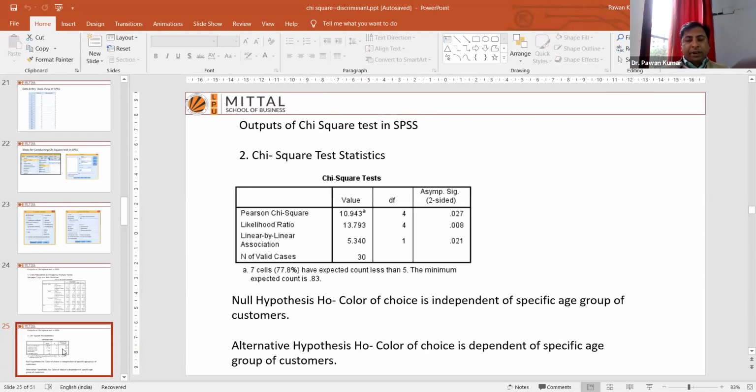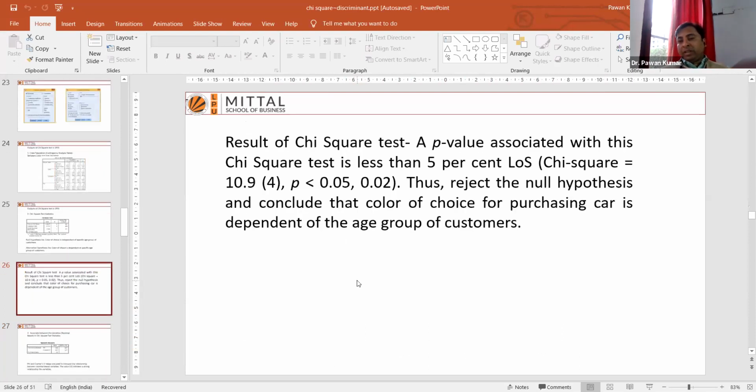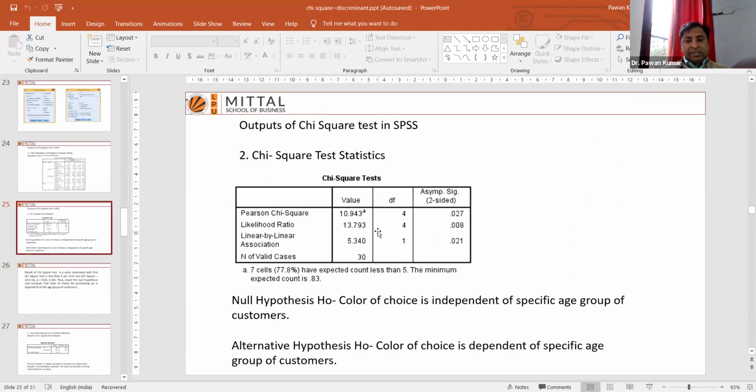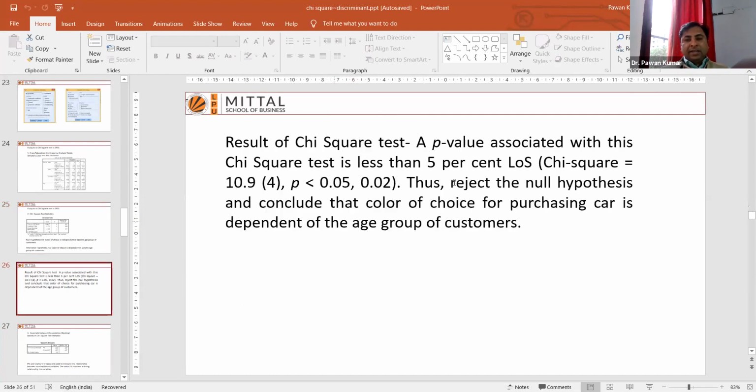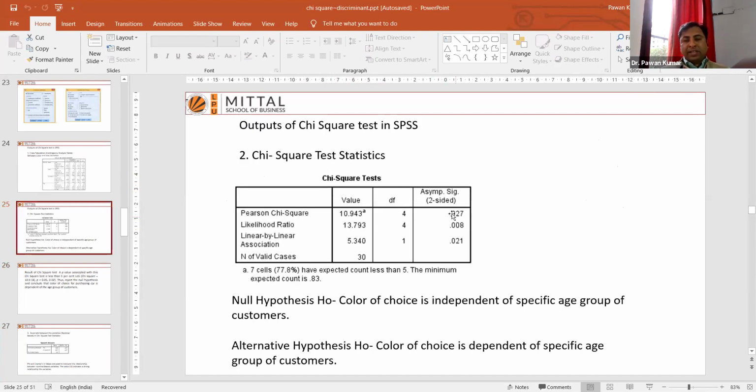So once it is clear to you, now you are going to report the findings. How will you report it? Whatever the result has come, you will report like this way, that the p value associated with this chi-square test is less than 5% level of significance. The chi-square value is 10.9. You can see here 10.9 value of Pearson chi-square, and the p value is less than 0.05, which is 0.02, sorry, you can see here 0.02.